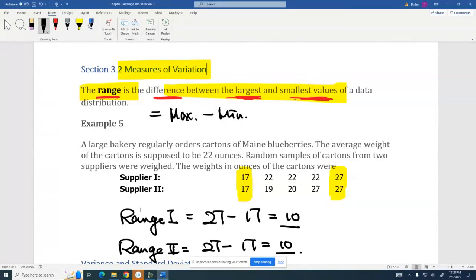A statistic must be a single value. So it is not the range, it's between 17 and 27, but only a single value, 10, will be the range as a statistic. Be careful, okay? It is very simple. The range, the measure of the variation, is very simple. Just take the biggest one, the smallest one, and take the difference, right? Next.